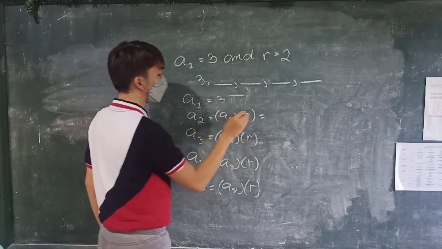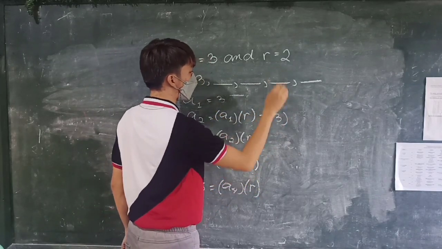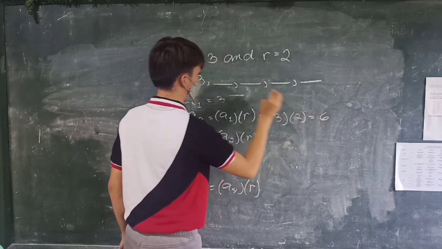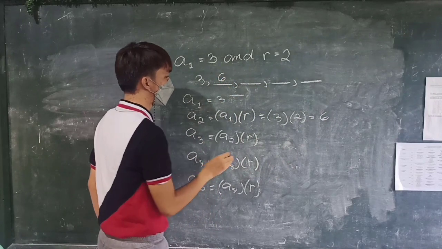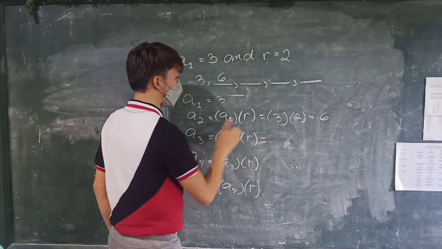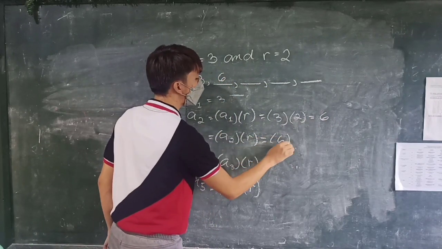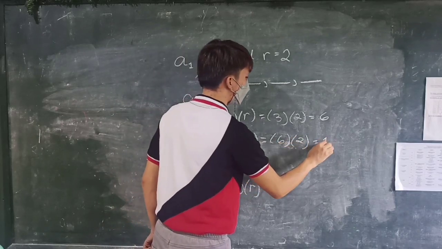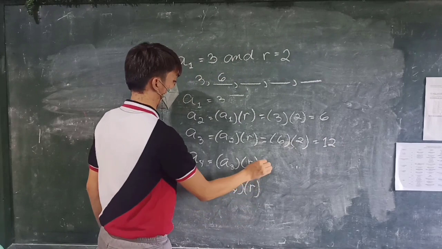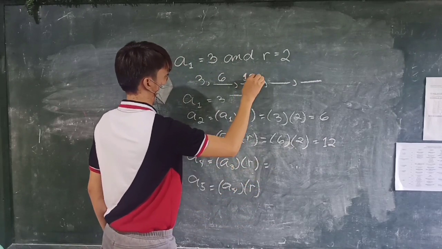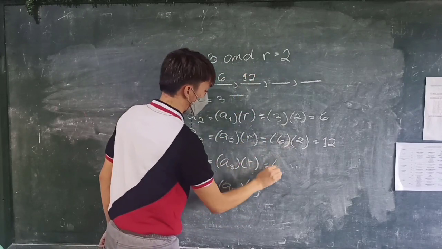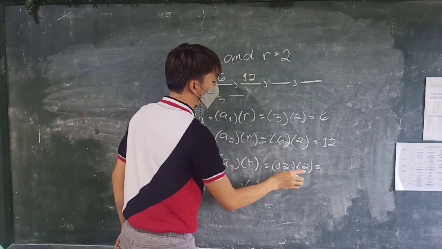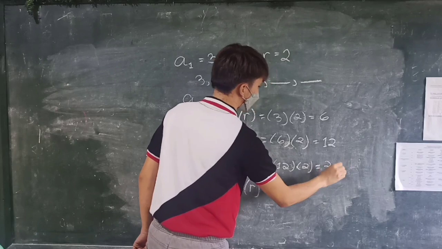So the first term is 3, so we have 3 times the common ratio, which is 2. 3 times 2 equals 6. We have 6. Next, the second term is equal to 6 times the common ratio, which is 2. 6 times 2 equals 12. Next, the third term is equal to 12 times the common ratio, 2. 12 times 2 is 24.